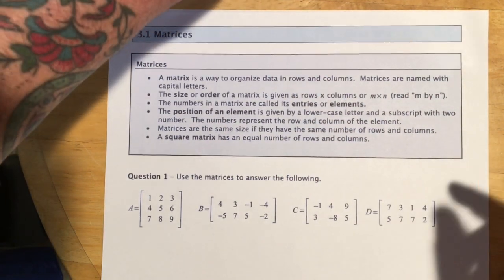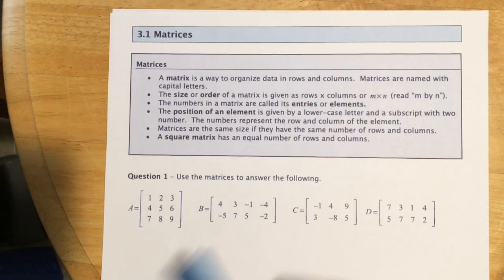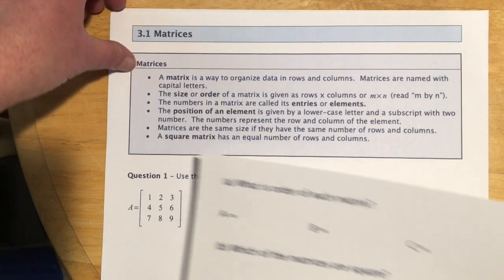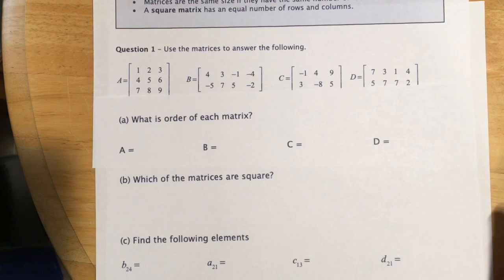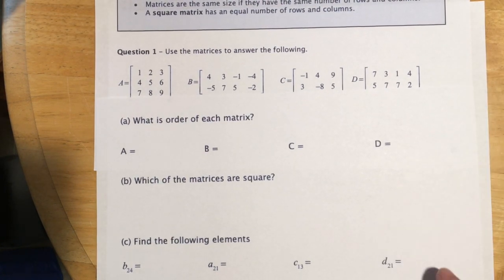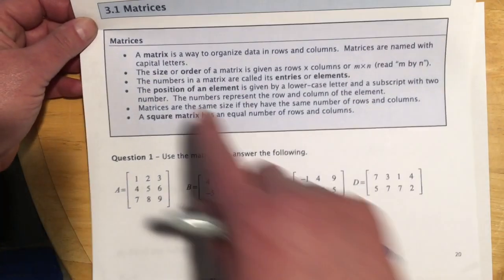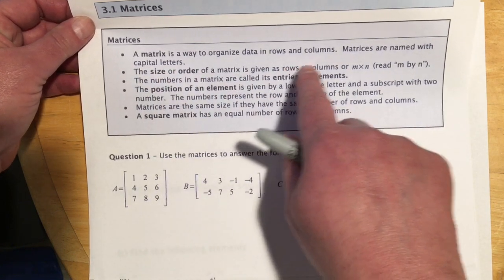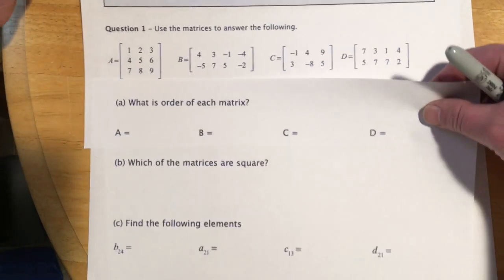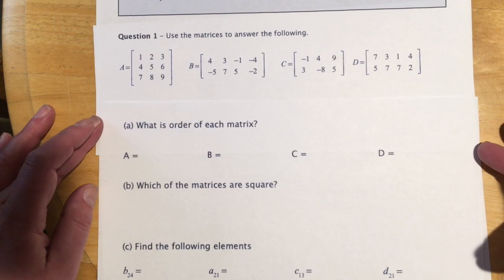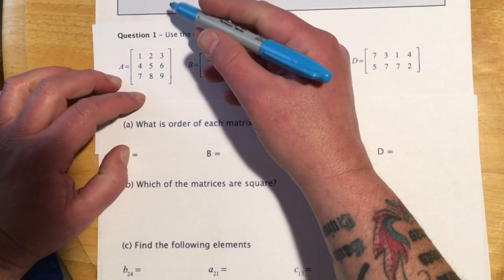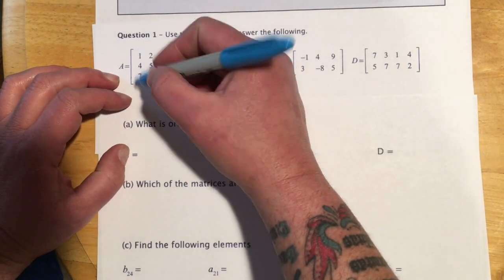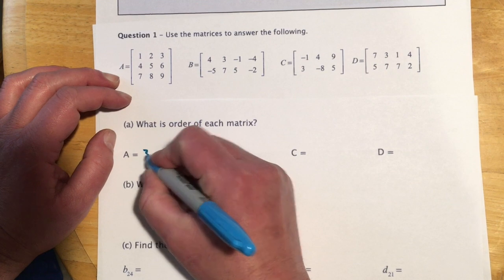So with those definitions, let me do some examples. I'm just going to flip back and forth between these two sheets. So the first question is asking what is the order of each matrix, and this reminds you the order is given as rows by columns. So we have these matrices up here. Matrix A is this one, so it is 3 rows by 3 columns. So this would be a 3 by 3.